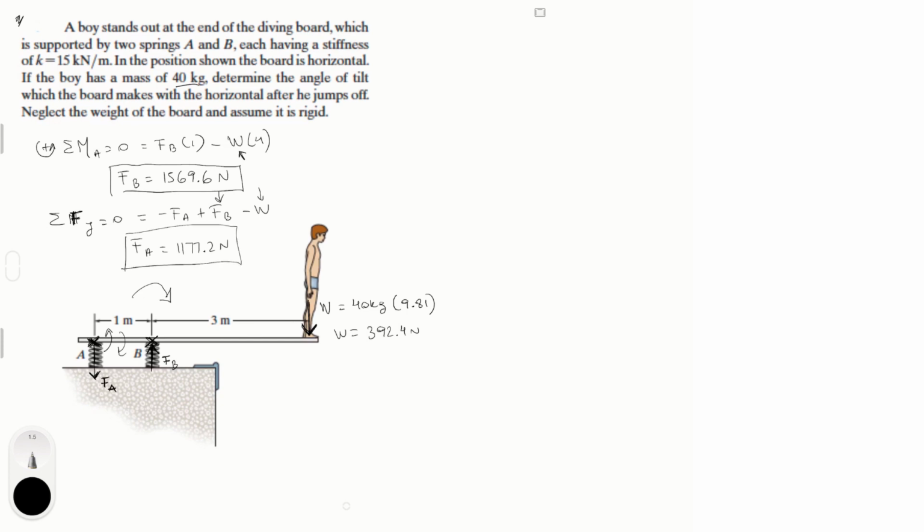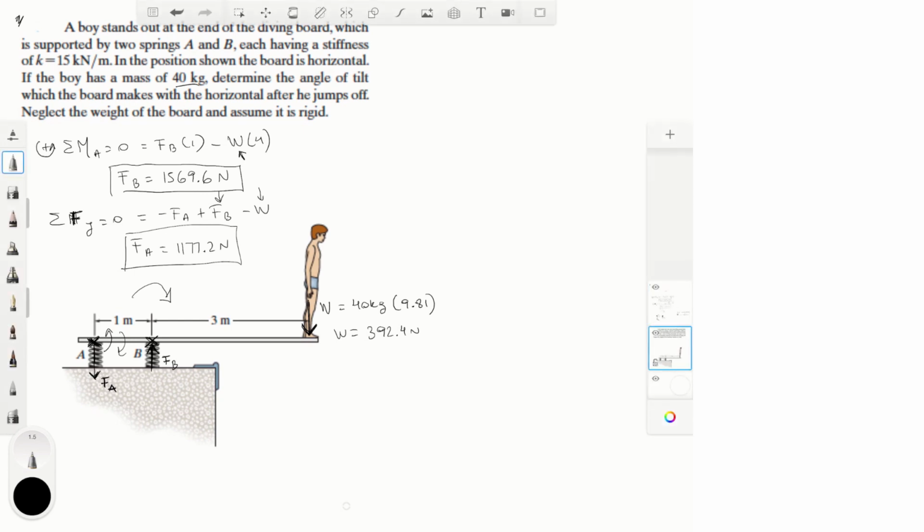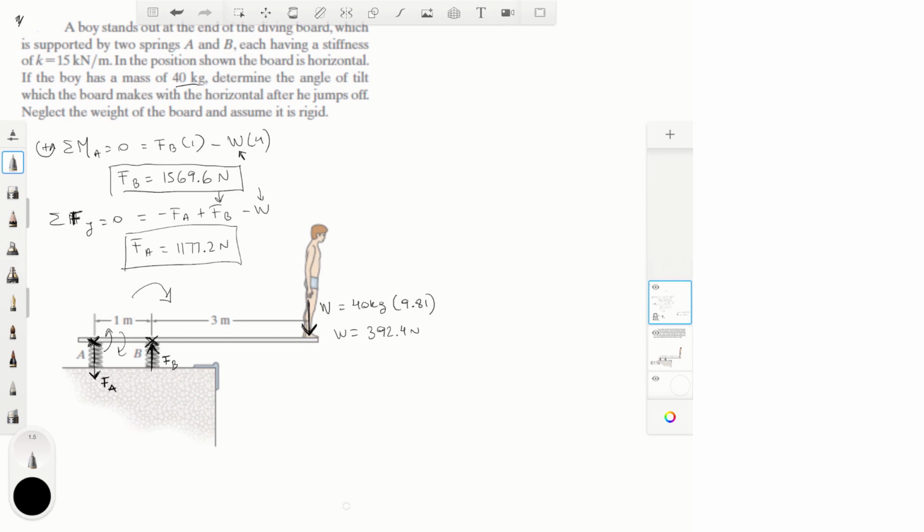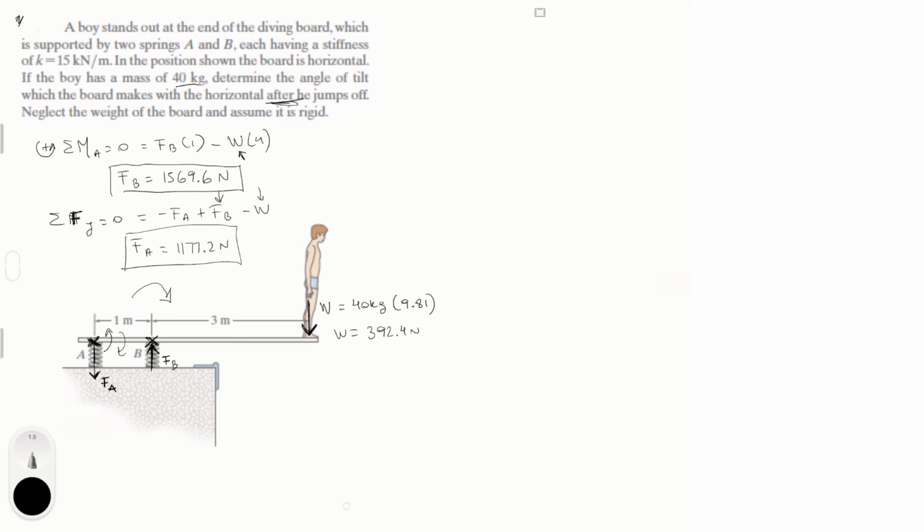Now comes the interesting part that this problem has, which is that, let me see if I can lower the opacity of the drawing to help you visualize this. But basically, at the point in which the boy jumps off, after he jumps off, the board is going to look a little bit like that. Maybe it's exaggerated, but you get the idea, right? And this angle right here is the angle that we're trying to find, right?